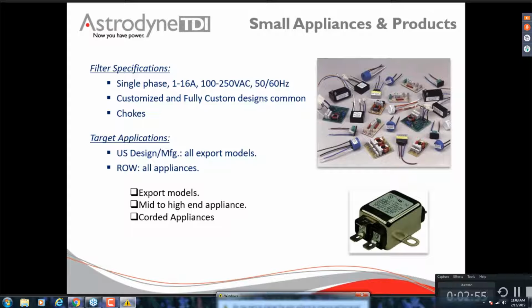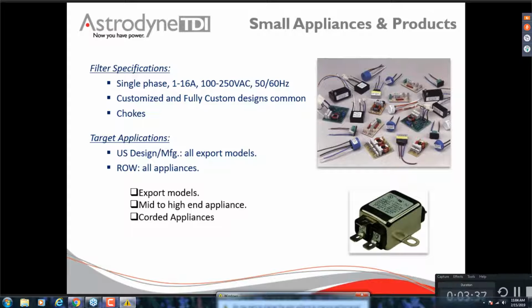Chokes are also very common in terms of what we provide to our customers or OEMs. One thing to keep in mind with chokes is that we want to target high volume applications, so we can sell in large amounts. For target applications, I'm talking about companies that have U.S. design/engineering and manufacturing locations. Anything built or designed for export models will require EMI filters. The rest of the world, pretty much all appliances that they make and design will require EMI filters.